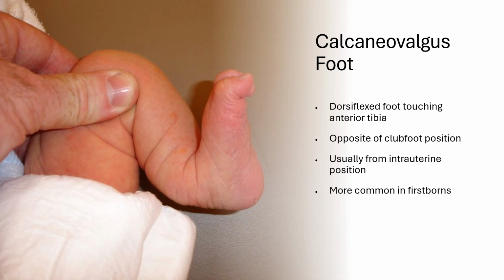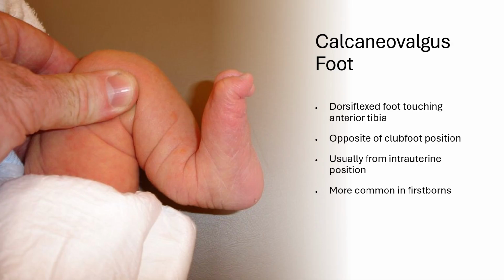This condition typically results from intrauterine positioning rather than structural abnormalities. Think of it as the fetal equivalent of keeping your foot pulled up toward your shin for months, causing the tissues to adapt to this extreme position. The increased occurrence in firstborns reflects the tighter uterine environment that creates more significant positioning constraints.